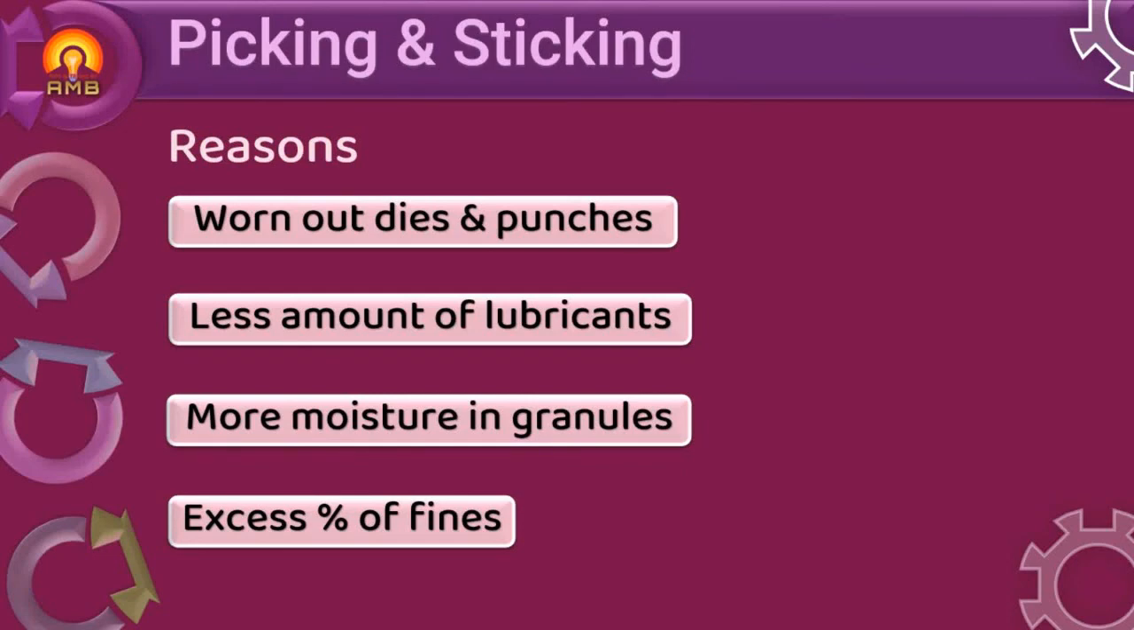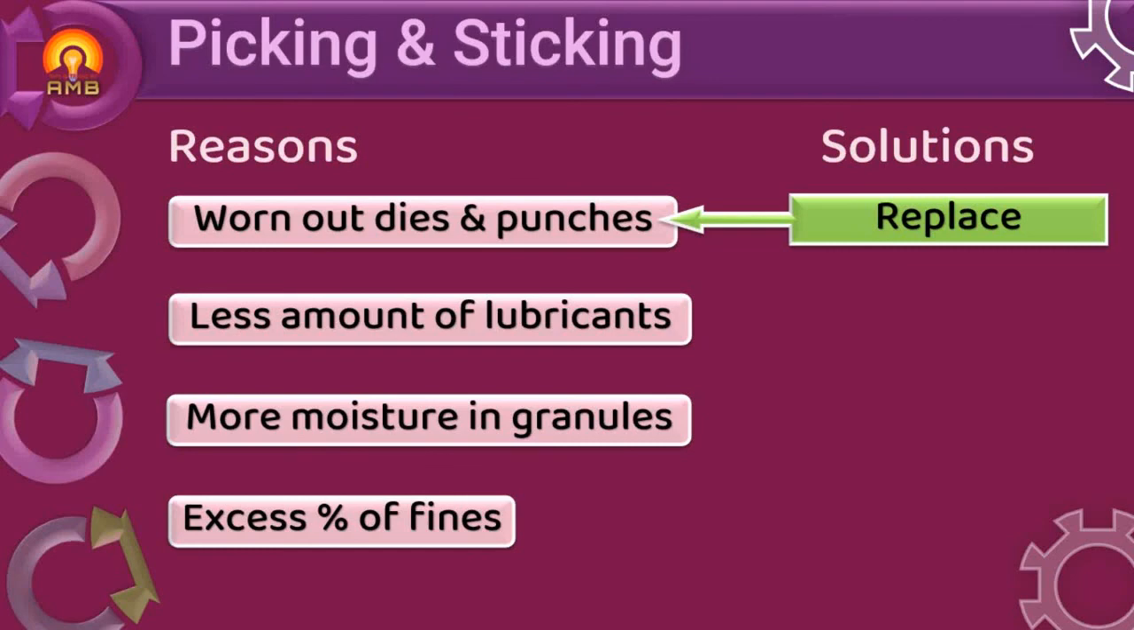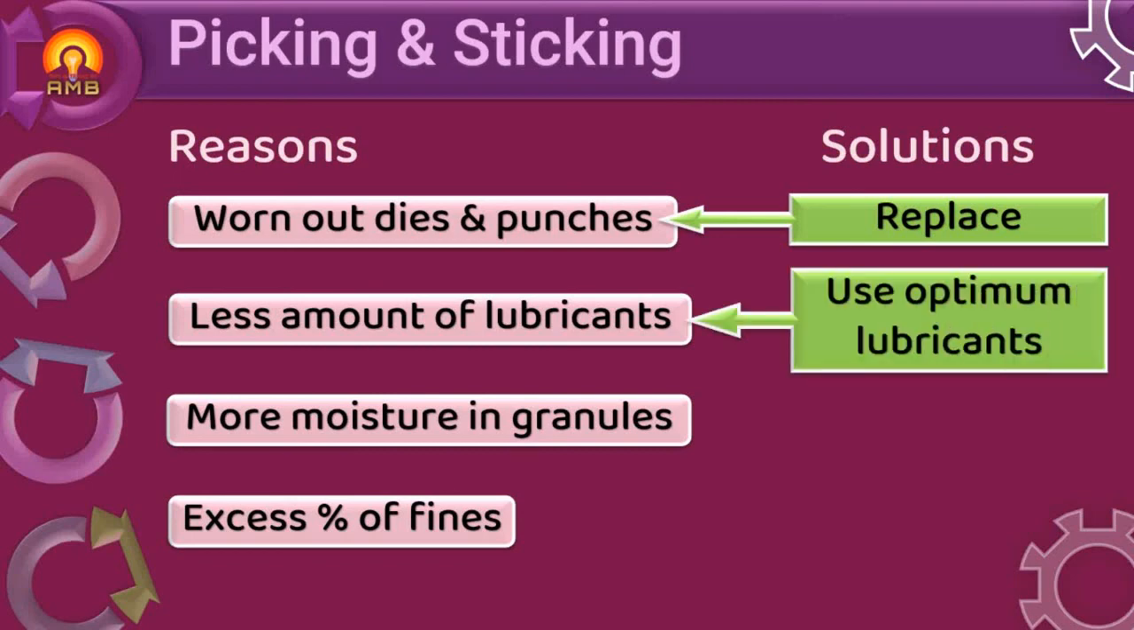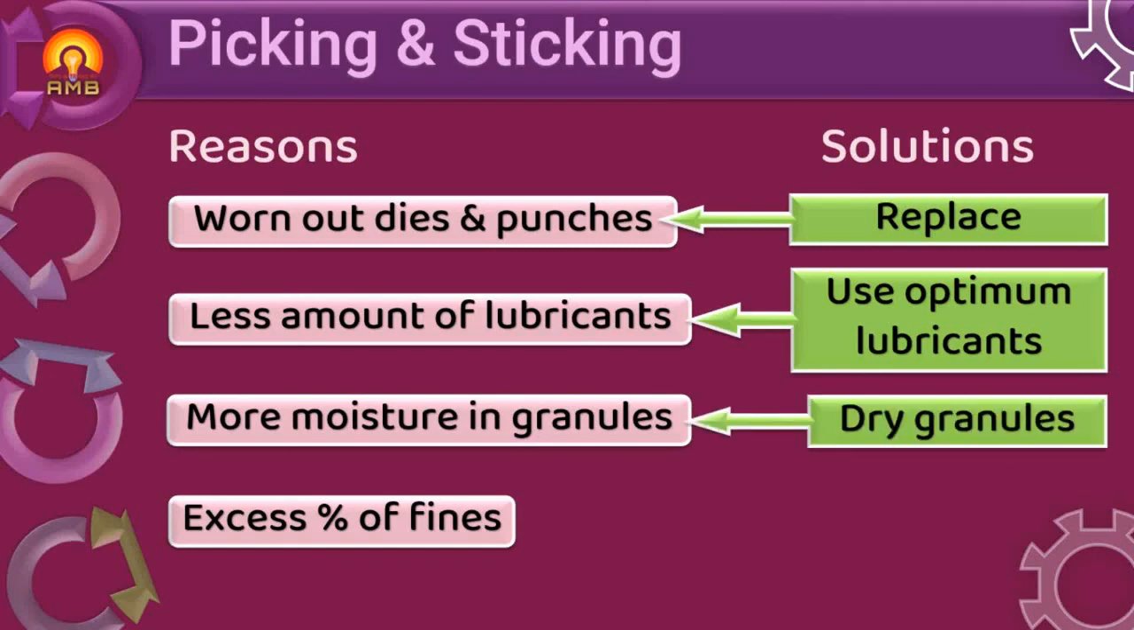Now let's see how picking and sticking can be corrected. Picking and sticking can be corrected by replacing the worn out dies and punches with a new set of dies and punches. It can also be corrected by adjusting the optimum quantity of lubricant in the granules. It can also be corrected by drying the granules to maintain optimum moisture in them.